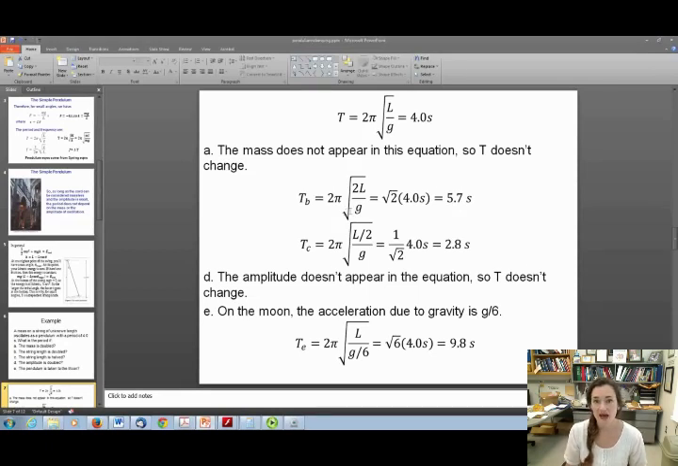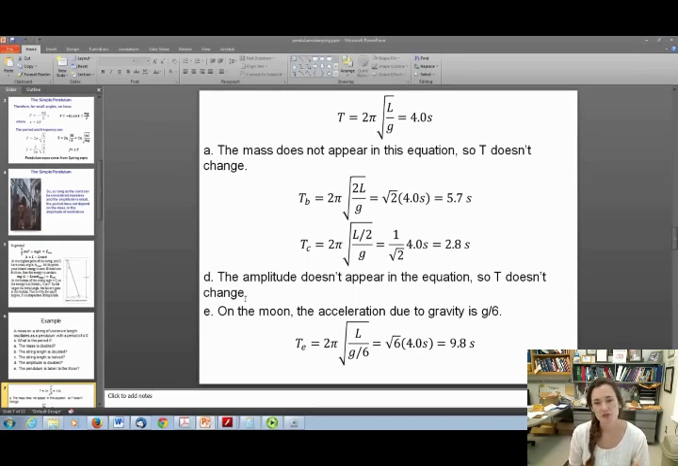What happens if you halve the length? Well, instead of multiplying by 2 that length, you would divide that length by 2, which means that you would be multiplying by 1 over the square root of 2 times 4 seconds, and that would give you 2.8 seconds, so it would get slower. What happens if you change the amplitude? Well, yet again, the amplitude doesn't appear in that equation for the period, 2 pi root L over G. Nowhere in there. So if the amplitude changes, the period won't change because it has no effect on it.